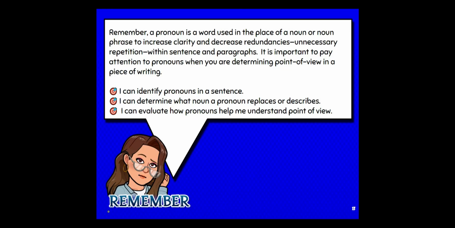Remember, a pronoun is a word used in the place of a noun or noun phrase to increase clarity and decrease redundancies. Ooh, that's a tongue twister. It is important to pay attention to pronouns when you are determining point of view in a piece of writing. Hopefully, now you can identify pronouns in a sentence, determine what noun a pronoun replaces or describes, and you can evaluate how pronouns help you understand point of view.